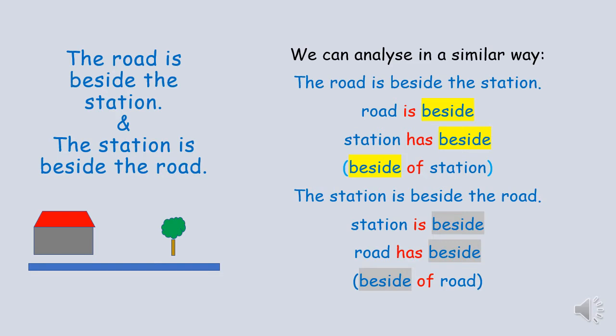We can analyse in a similar way two further sentences. The road is beside the station and the station is beside the road. Looking at the road is beside the station, this breaks down into road is beside, station has beside, which is also expressible as beside of station, and then looking at the station is beside the road, this breaks down into station is beside, road has beside, also expressible as beside of road.